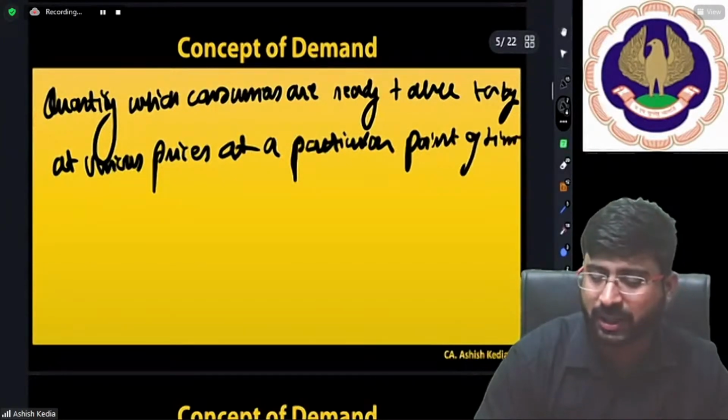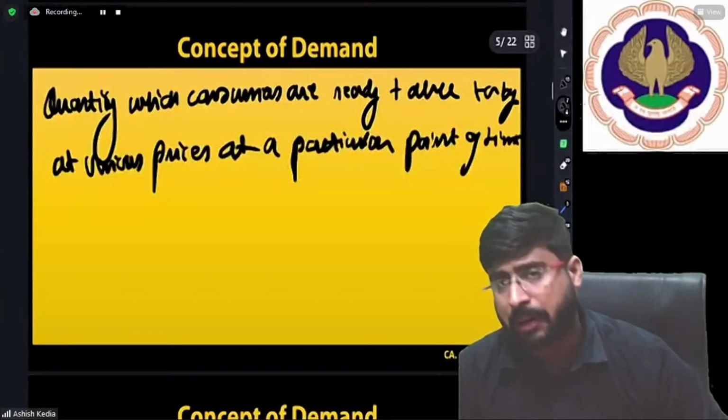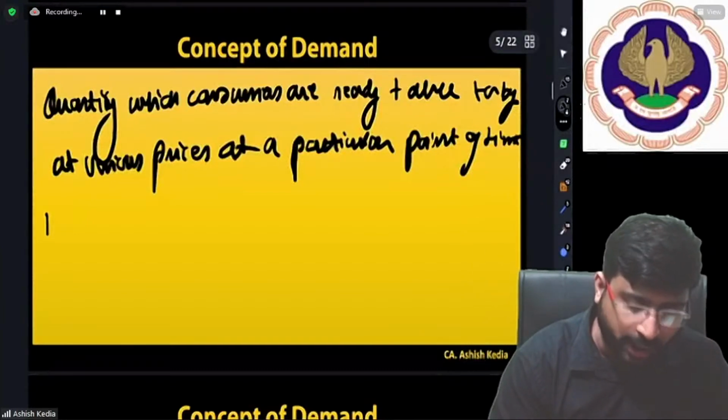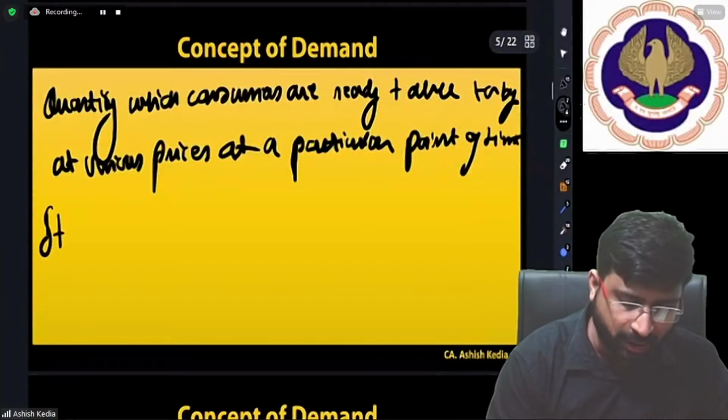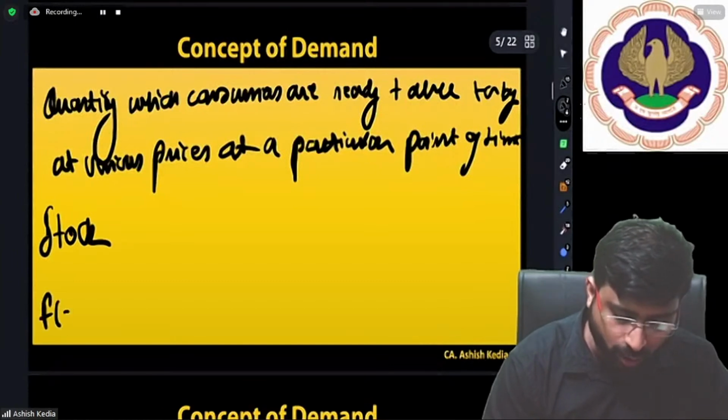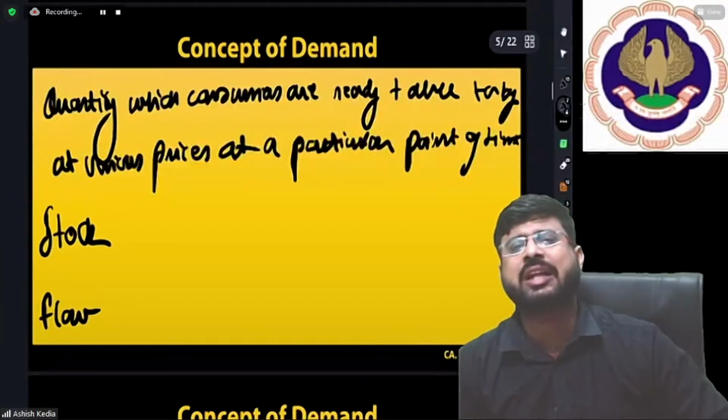You know, someone may ask you, what concept is demand? Remember, there are two kinds of concepts in economics. One is called a stock concept. One is called a flow concept. Stock concept is like balance sheet.